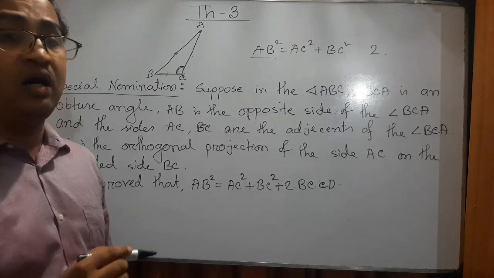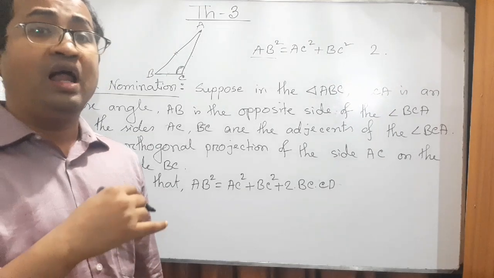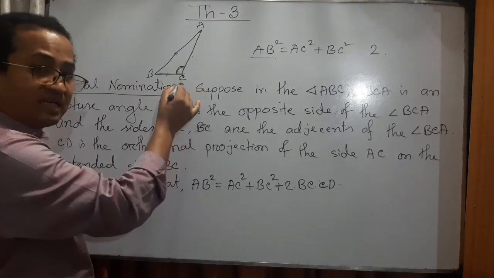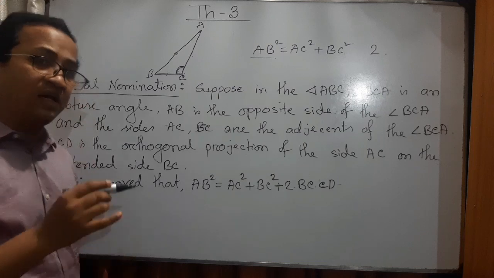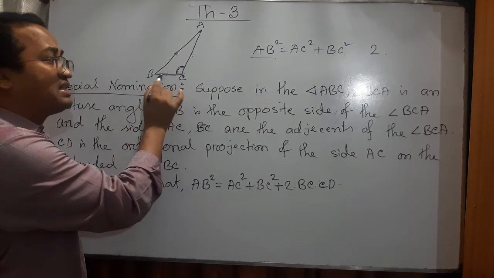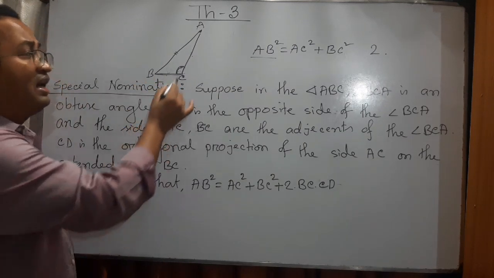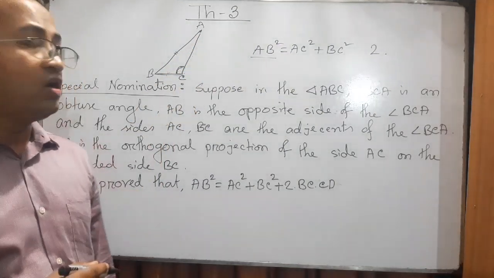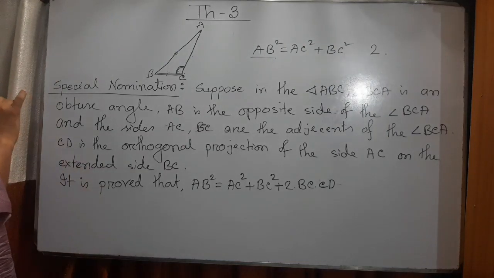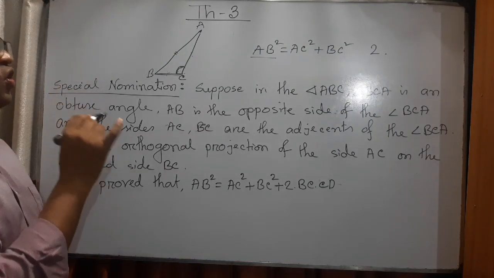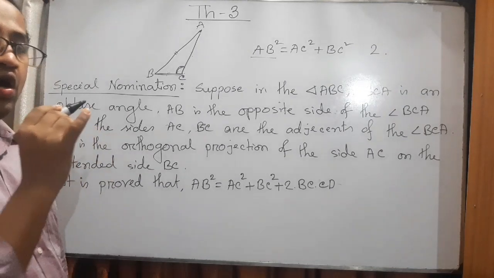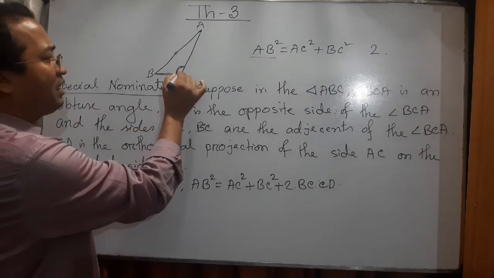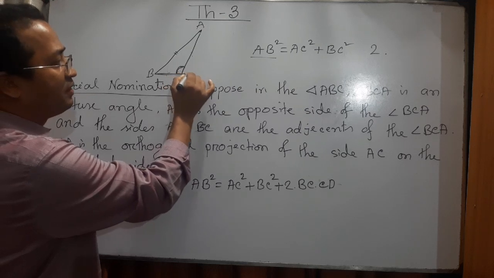Breadth will be the orthogonal projection of the other side. If I consider this is the length, the other side is AC. Again, if I consider BC is the length, what is the other side? The other side is AC. So we need to draw the orthogonal projection of AC on BC. We need to draw the orthogonal projection of AC on BC.